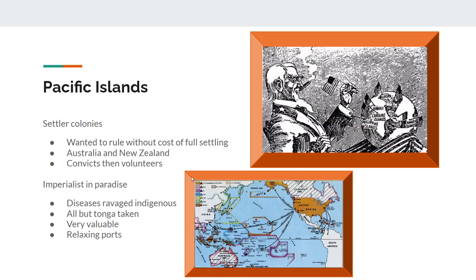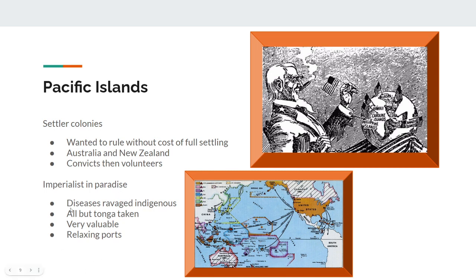Pacific Islands. Again, it had started with little settler colonies. They wanted to rule the coast without the cost of full settling. They wanted to get the resources, but they didn't want to have to fund an entire settling mission. It had begun with countries such as Australia and New Zealand, those territories, and it began with convicts and volunteers. It was convicts at first, but then as they started to see the value and there was gold found in Australia and fertile soil in New Zealand, volunteers started to flood in there.